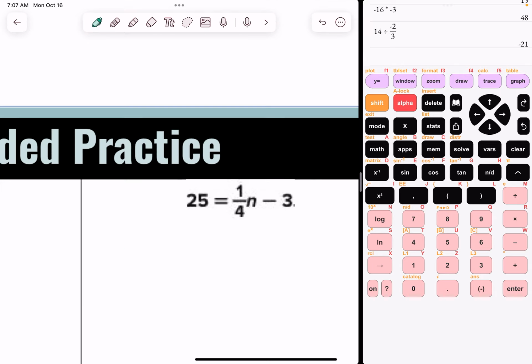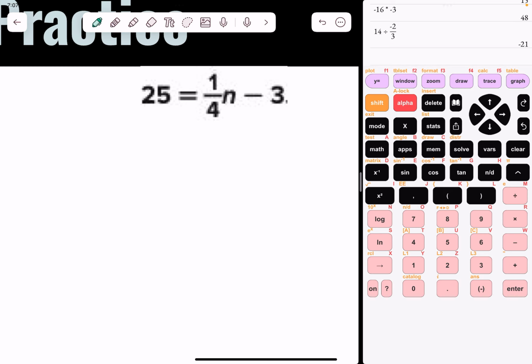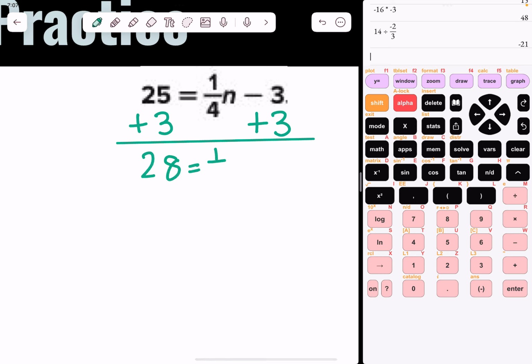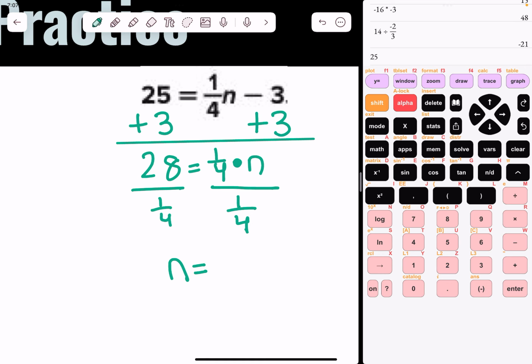All right, let's look at this next one. I want to get rid of the minus 3, so I'm going to add 3 to both sides. I will get 28 equals 1 over 4, which is being multiplied by n. To get rid of multiplication, I divide. So 28 divided by 1 over 4, we get 112. Nice job, nice job.